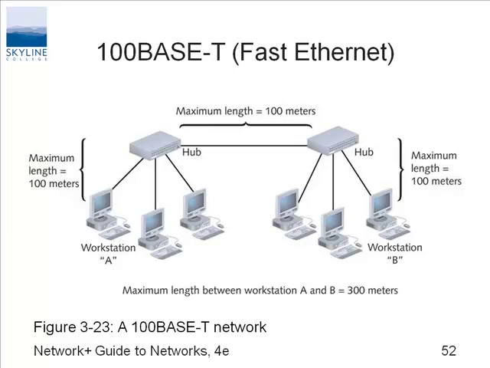This one's showing a Fast Ethernet maximum distance between workstation A and B is 300 meters, because we have a repeater. If we followed the same 543 rule, and we would have to with hubs because that would be a true bus, we could go up to 500 meters. We could have 100 meters on this segment, 100 meters between them, and 100 meters on the second segment, giving a total distance of 300 meters between these things.